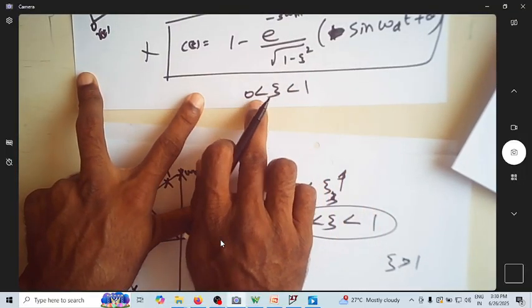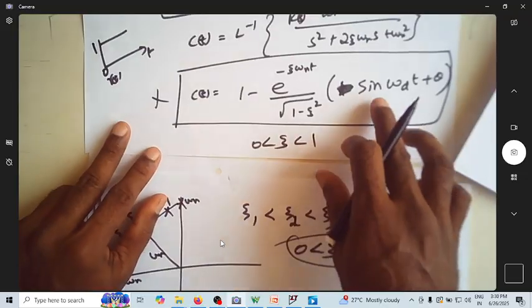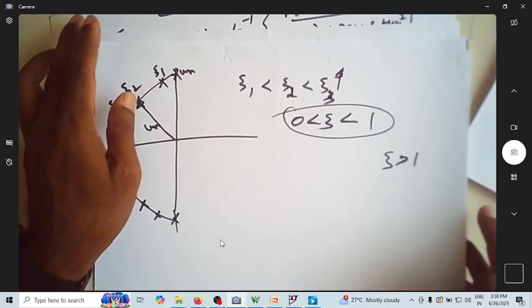It is not valid even for equal to 1. If it is equal, then this will become 0, and then this is not a valid equation. Then it will be sine omega t, so that will be the oscillating frequency.